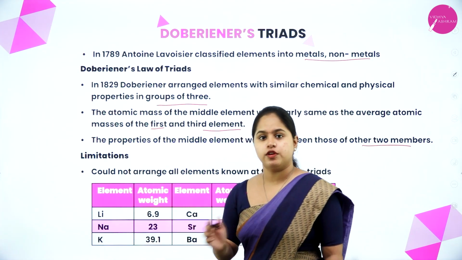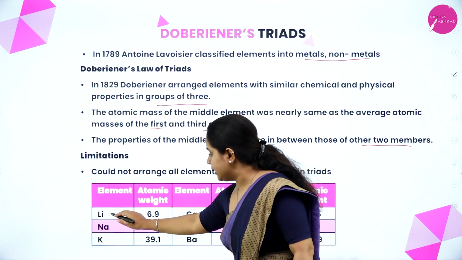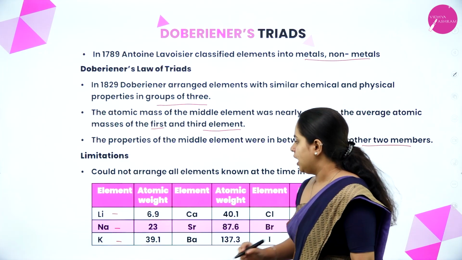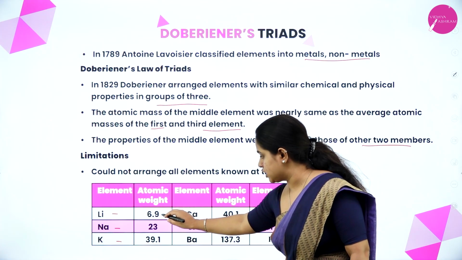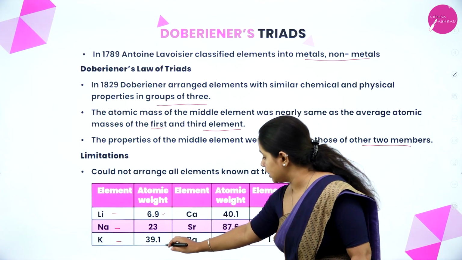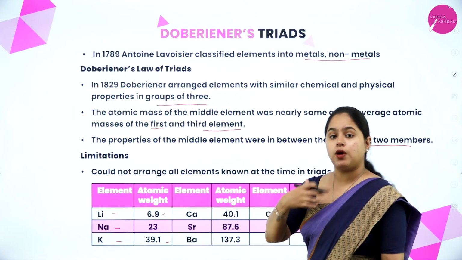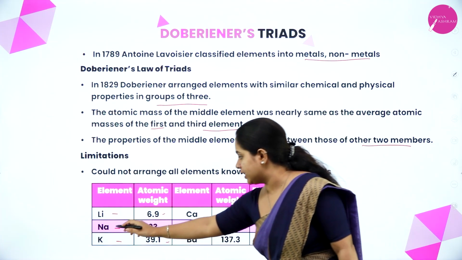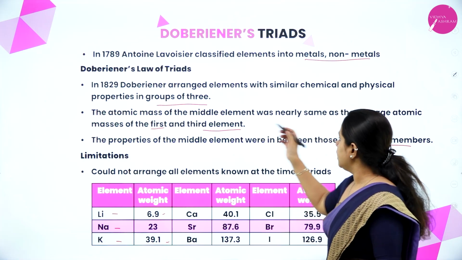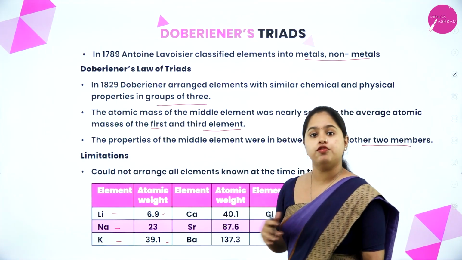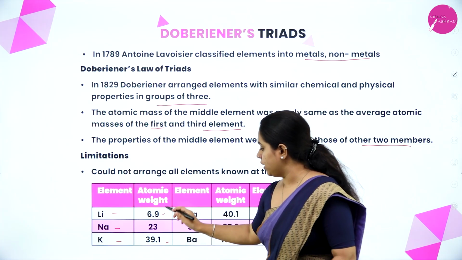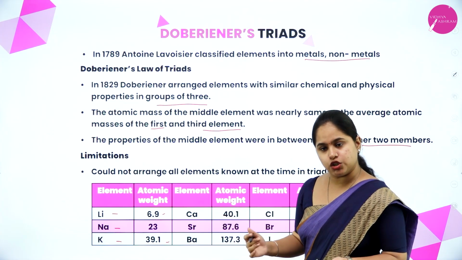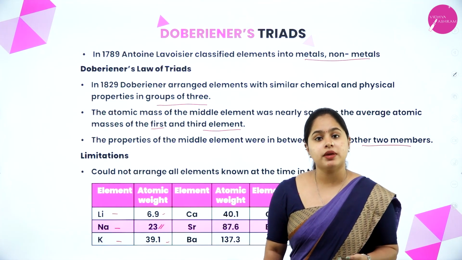The first group of 3 elements that he classified was lithium, sodium and potassium. So this was one Dobereiner's triad, okay? As you can see, the atomic weight of lithium is 6.9 and the atomic weight of potassium is 39.1. According to Dobereiner's law of triads, the atomic mass of the middle element, that is the atomic mass of sodium, will be equal to the average atomic masses of the first and third element. That is, if you add 6.9 and 39.1 and divide it by 2, that is the average, right? So if you take the average of it, you will get the atomic mass of the middle element.